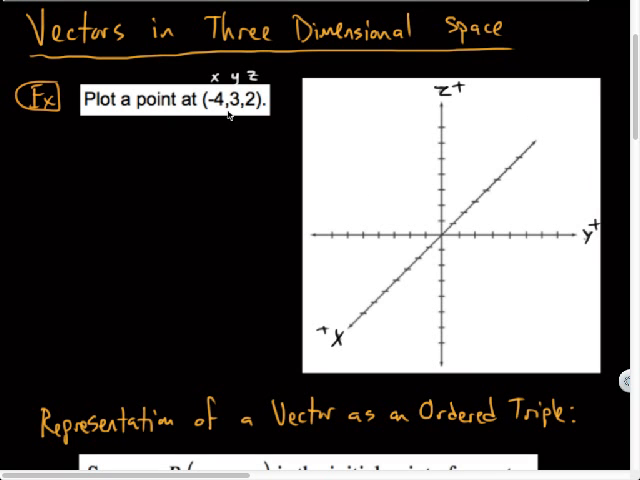So if I want to plot this point, this is what we'll do. I'm going to try to use like 3 different colors here if I can. So x is, I'm going to go negative 4 units. So back away from us 4 units, or back 4 units. So 1, 2, 3, 4. Here's my x so far, right? And then for the y, I've got to go 3 in the positive direction. So that's going to be to the right. So I'm going to go over 1, 2, 3.